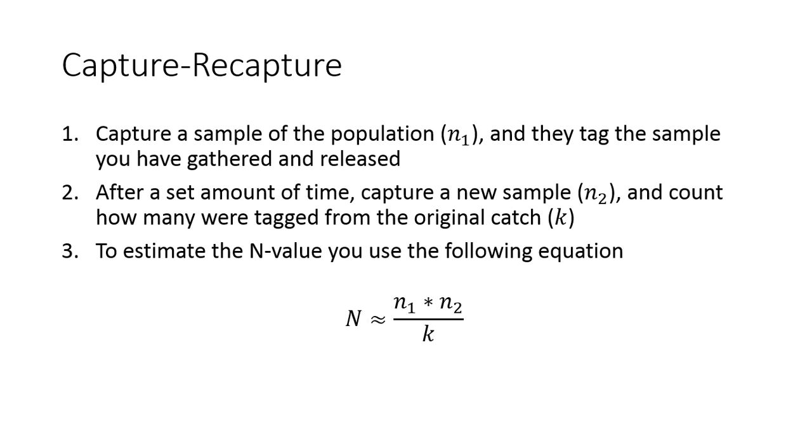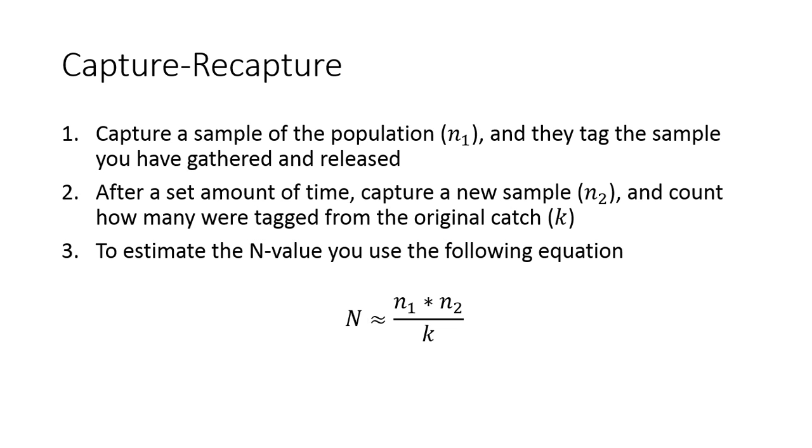After you release them, you wait a little amount of time, or you can stir up the bowl if you're in that type of situation. And what you do then is take another sample, so you pull out more. And the number that you pulled out is your N2. So the total number that you pull out of that second pull is your N2. Now from that second pull, you're going to count how many are tagged.